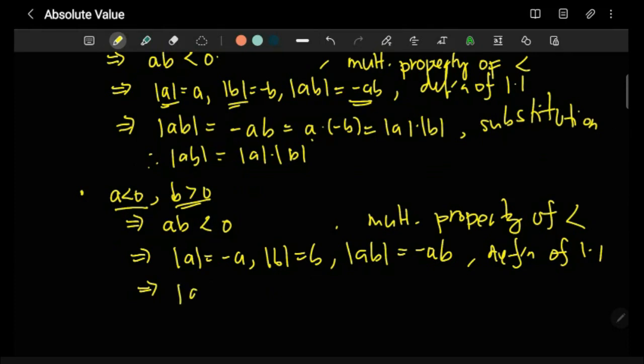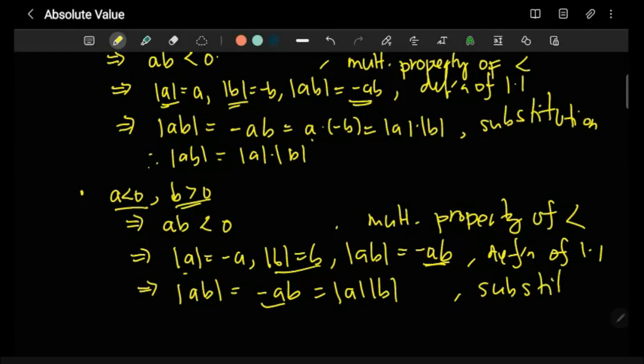Now, we have the equality. Absolute value of AB is equal to negative AB. From here, it's negative A times B. But negative A is absolute value of A, and of course, B is absolute value of B by substitution. Therefore, we have the equality: absolute value of AB is equal to absolute value of A times absolute value of B.